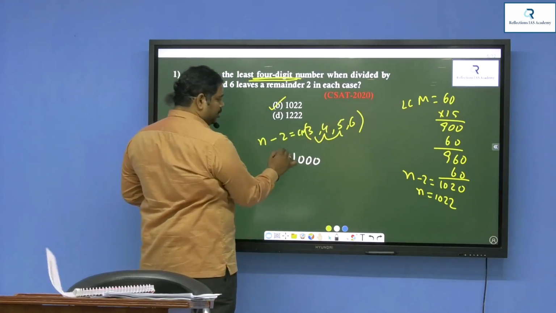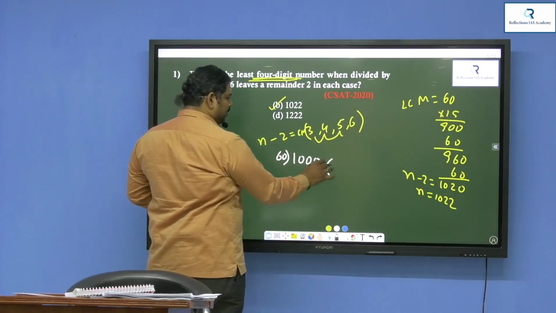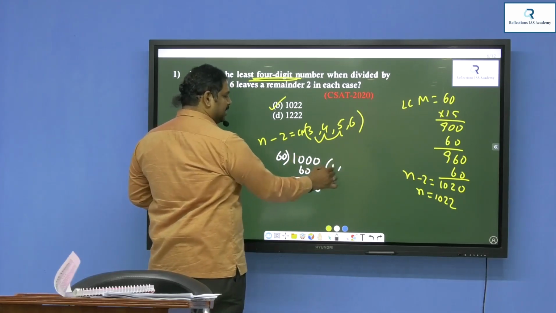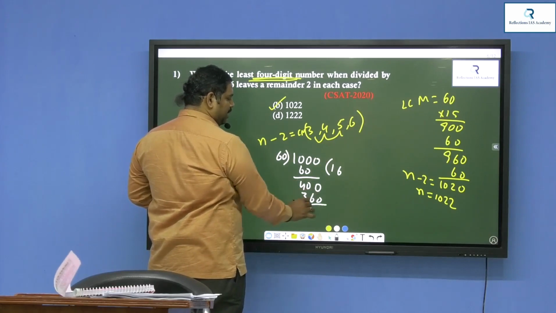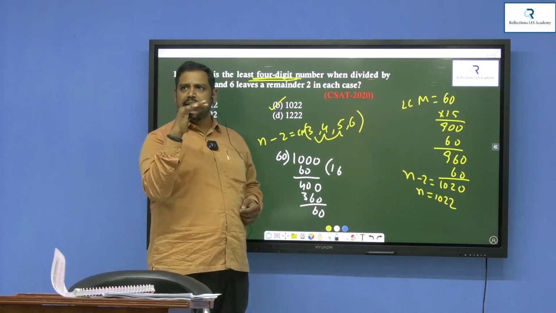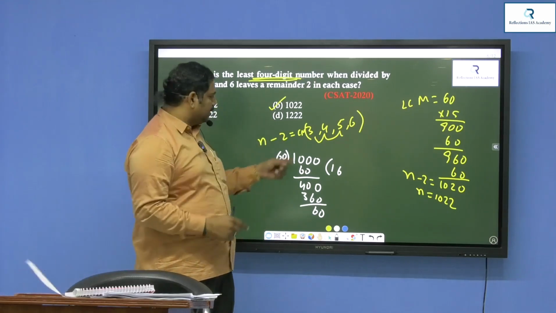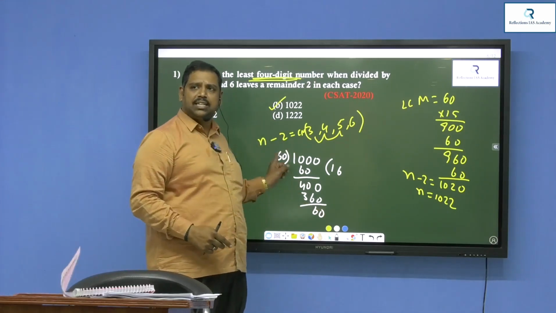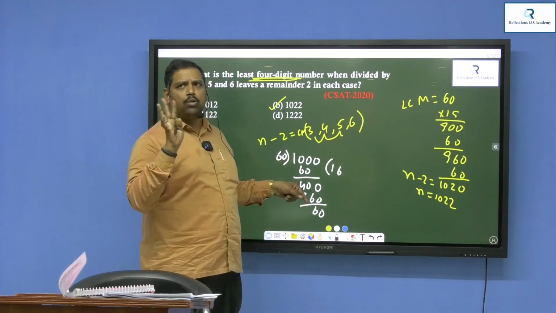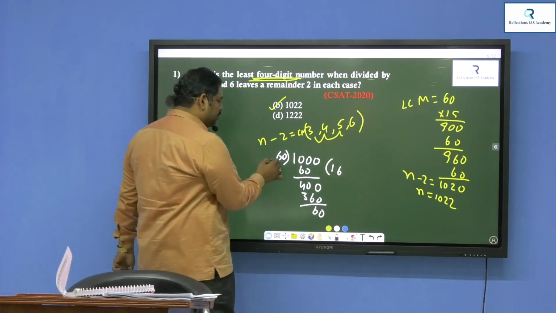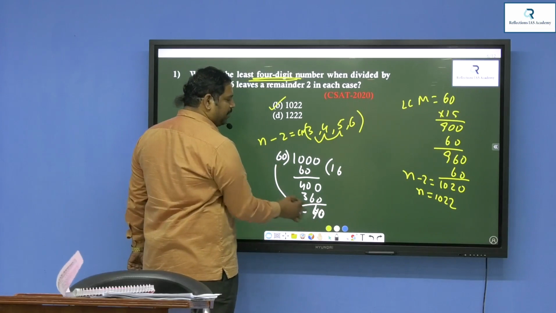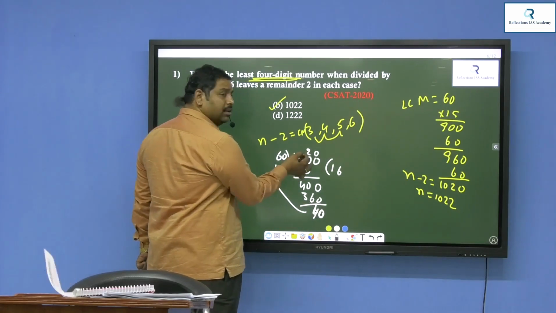What is the LCM? 60. Go with the division. 60 ones are 60, 40 and having 0. 60 sixes are 360. What's the remainder? 40. I want a 4-digit number, not less. 1000 minus 40 is definitely a multiple of 60, yes or no? But it will be a 3-digit number or 4-digit number? So I don't want it. Then what I will do? The difference between 60 and 40 is how much? 20. That should be added, right?